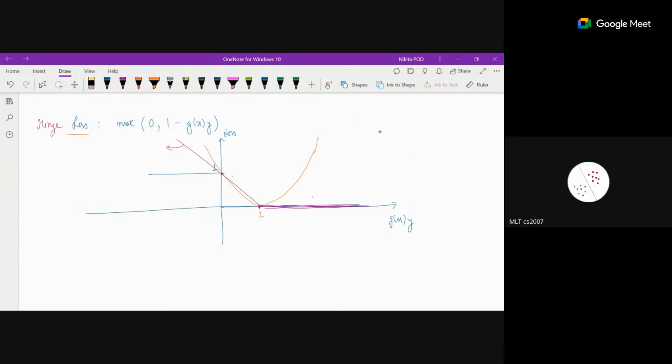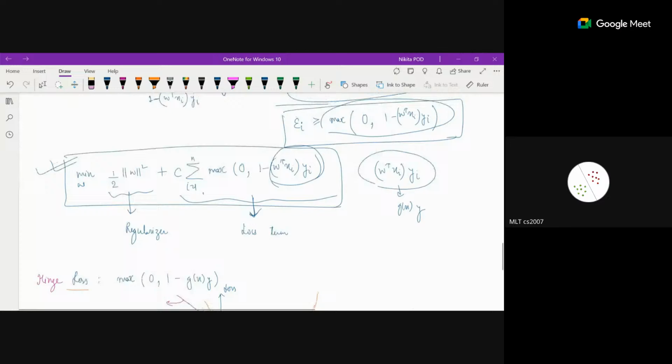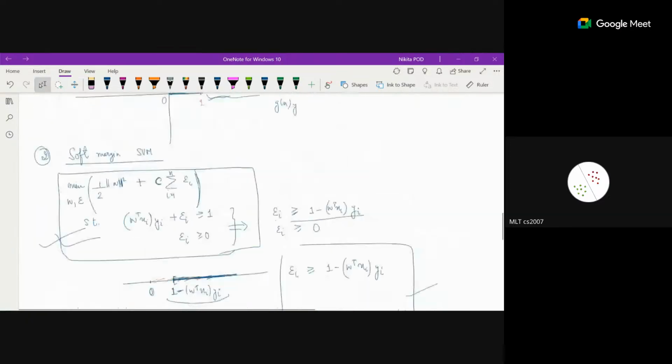So this is a convex approximation for our 0, 1 loss. And what we have also seen is that this is so far the best approximation that you can get for this 0, 1 loss. So this was about the SVM.